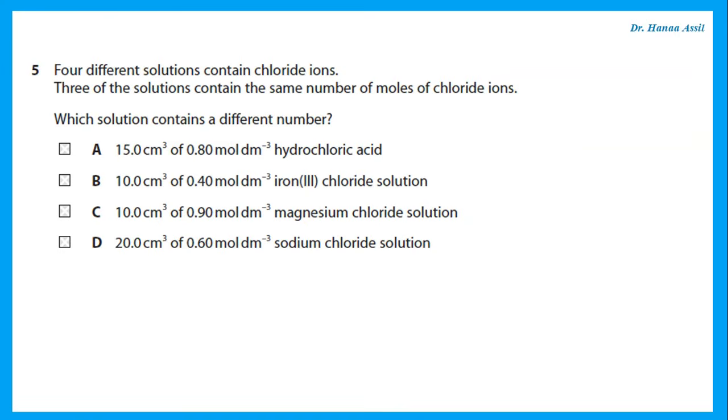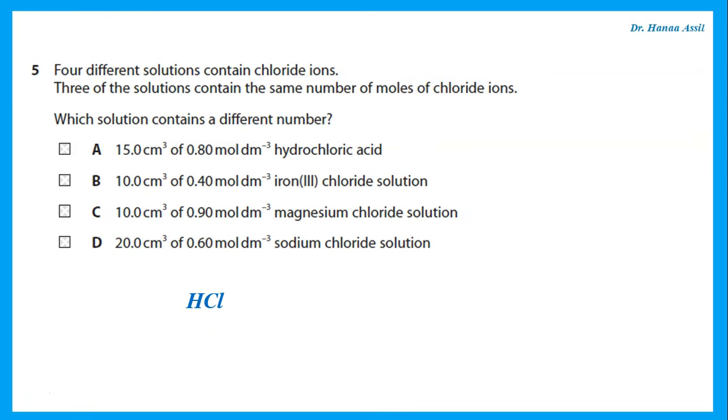4 different solutions contain chloride ions. 3 of the solutions contain the same number of moles of chloride ions. Which solution contains a different number? So we're supposed to get the number of moles of chloride ions. 3 of these choices have the same number of moles. We are required to get which one is different. So let's calculate the number of moles of chloride ions for each of these choices.